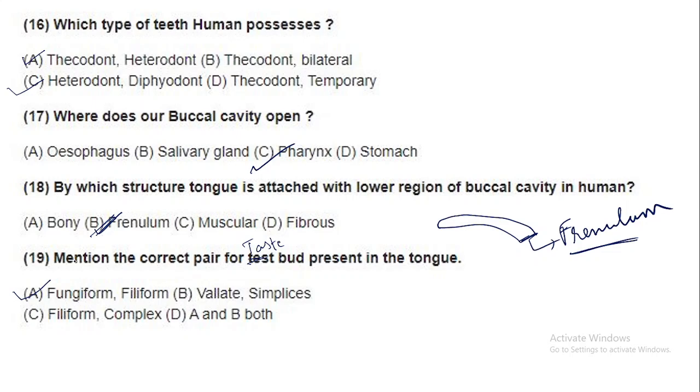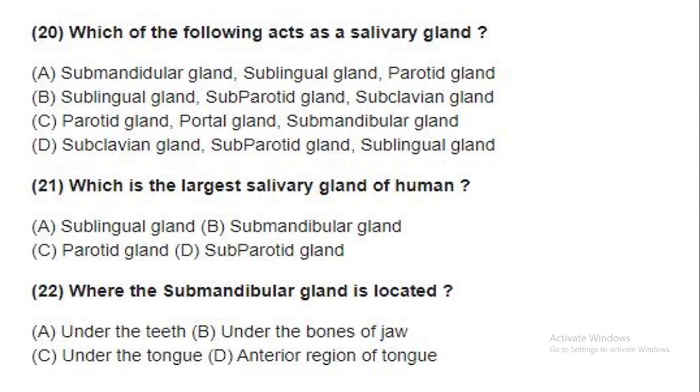Okay. Going ahead. Which of the following acts as a salivary gland? Submandibular gland, sublingual gland, parotid gland. But this is correct definitely. Before ticking it as correct, just look at the other options as well. Sublingual, subparotid, subclavian, no. Parotid, portal, submandibular, no. Subclavian, no. First option itself is wrong, right? So when you're answering all of these, we need to have sound knowledge about whatever is taught in the synopsis. It is completely basics, but still, the questions are based on basics, right? Which is the largest salivary gland of the human body?